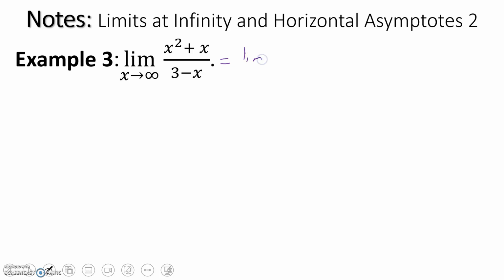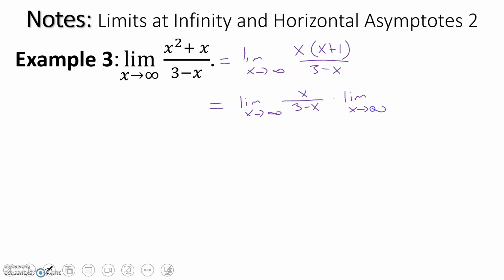So let's say then that this is the limit as x approaches infinity. And then in the numerator here, let's factor out an x. And then let's separate this. So let's make this the limit as x approaches infinity of x over 3 minus x times the limit as x approaches infinity of x plus 1.